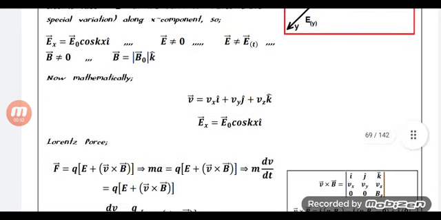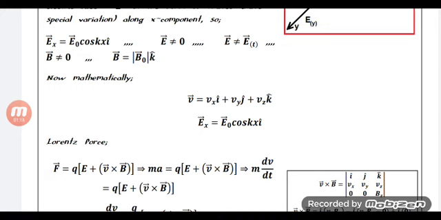Now mathematically, V is equal to Vx i plus Vy j plus Vz k. Ex is equal to E naught cos kx i. The Lorentz force F is equal to q(E plus V cross B), which is equal to m a, is equal to q(E plus V cross B), m dV over dt.